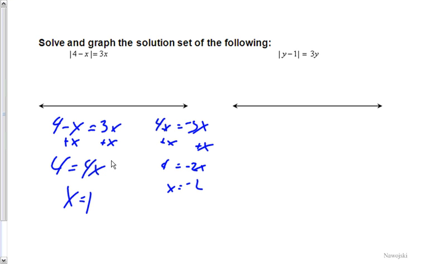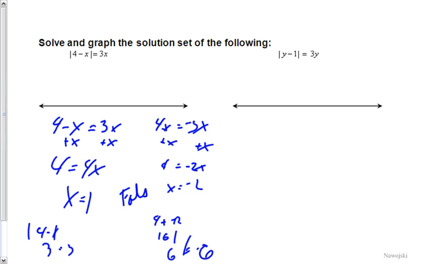Check them. 4 minus 1 is 3. It's 3, so that equals 3. We try negative 2. 4 minus negative 2 is what? Plus, 6. Absolute value of that is 6. And if you notice on the other side, we get negative 6, which is not true. That is a false answer. So, delete, bye-bye. We reject, and our final answer is just x equals 1.